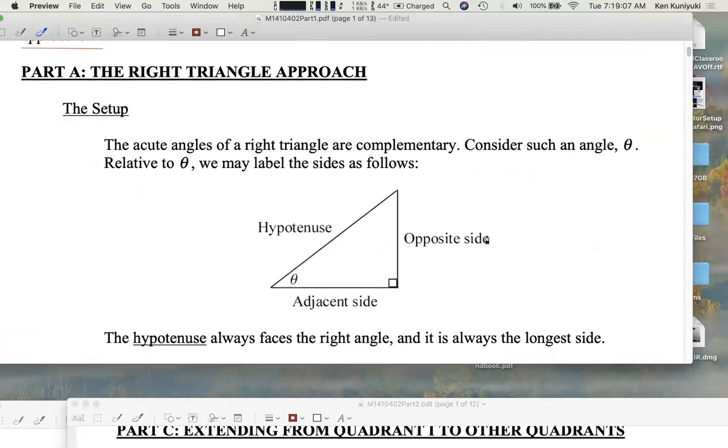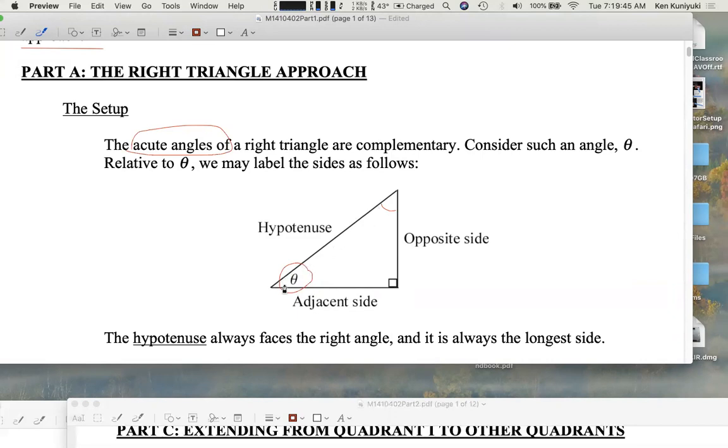Here is the setup. Let's say that we care about this angle theta, and let's assume for the time being that theta is acute. So we're going to focus on acute angles for right now, and we'll extend these ideas later on. Observe that the two acute angles of a right triangle are complementary. These add up to 90 degrees. We have 180 degrees total in the triangle, 90 degrees taken up by the right angle in this right triangle, and the remaining 90 degrees will be split up between these two complementary angles.